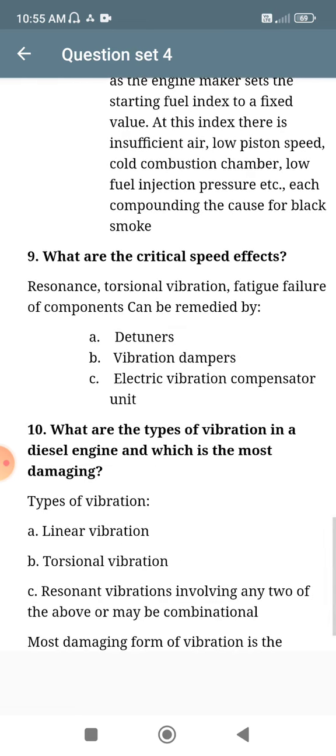So what are the critical speed effects? Critical speed effects are mainly due to resonance, torsional vibration and fatigue failure of the components. They can be remedied by detuners, vibration damper, and electric vibration compensator unit. Okay, critical speed effect means resonance, torsional vibration, fatigue failure. This can be remedied or reduced by detuners, vibration damper, electric vibration compensator unit.